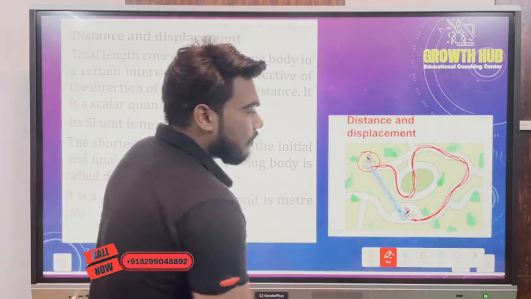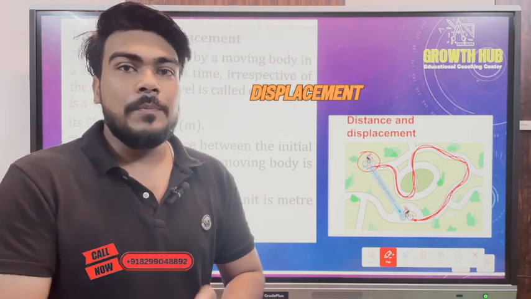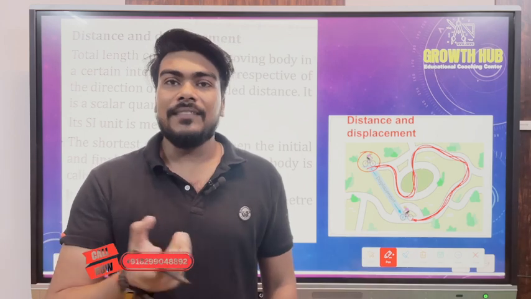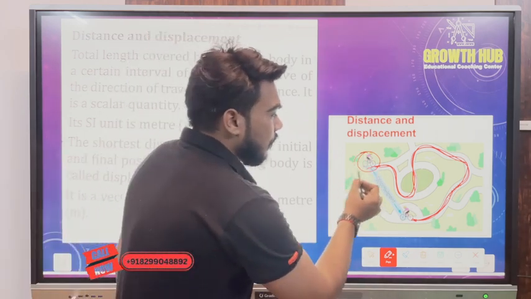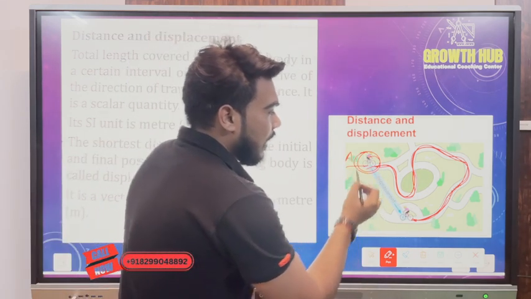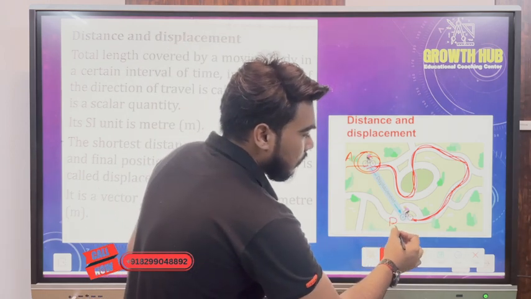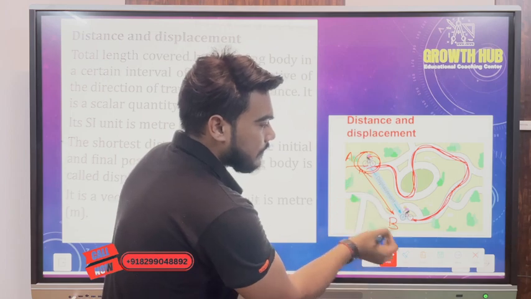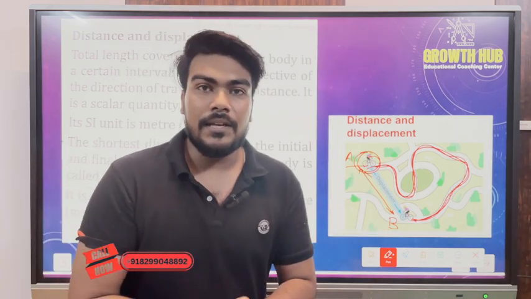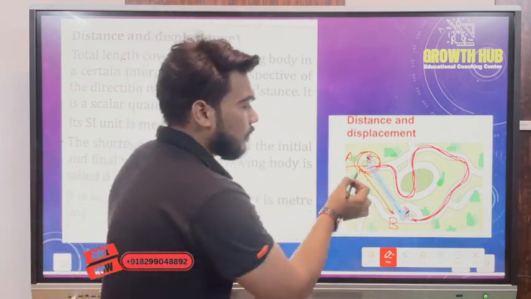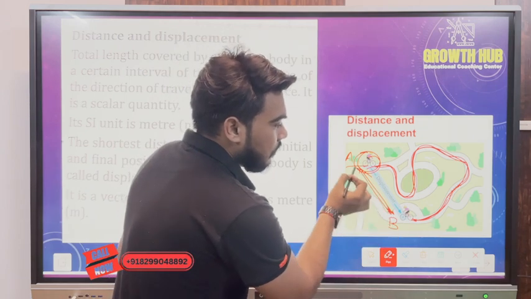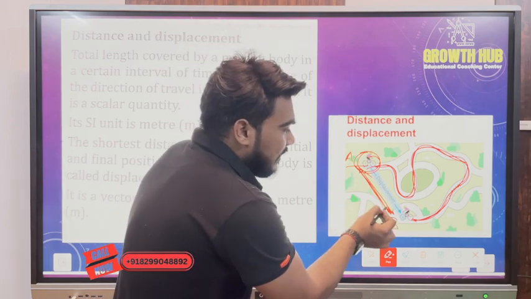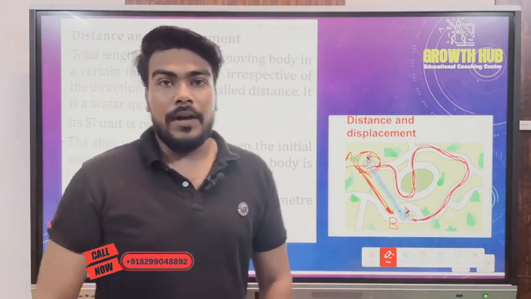Clear? And what will be the displacement? Displacement is the difference between the initial position and the final position. The initial position of the boy is point A and the final position of the boy is point B. So the shortest distance between the initial position and the final position is called displacement. This is the shortest distance between A and B, so this will be the displacement of the boy.